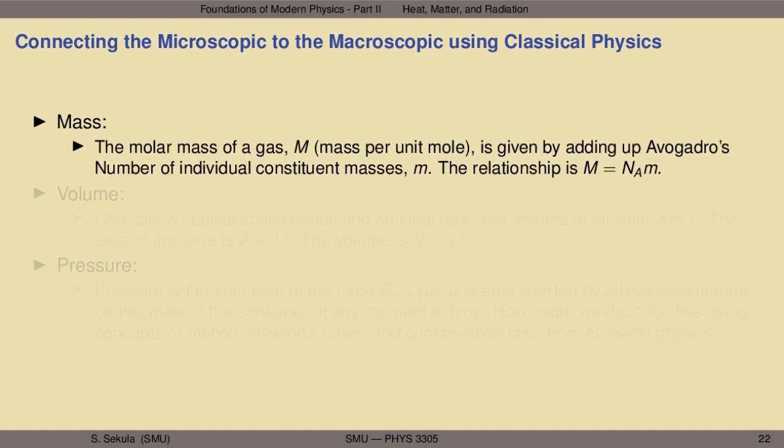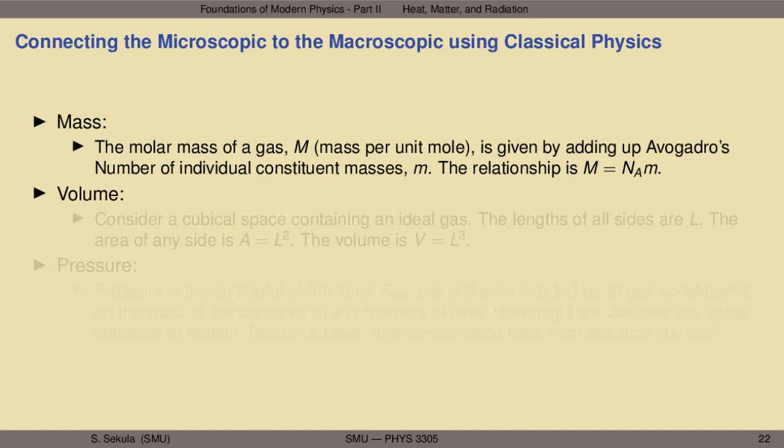Let's define the molar mass of a gas as capital M. This is simply the mass for every mole of this gas. It's given by adding up Avogadro's number of individual constituent masses, which we'll denote as little m. So if each atom or molecule that makes up an ideal gas each has an identical mass, little m, then the molar mass is that little m times Avogadro's number. That gives us the mass per mole of this gas.